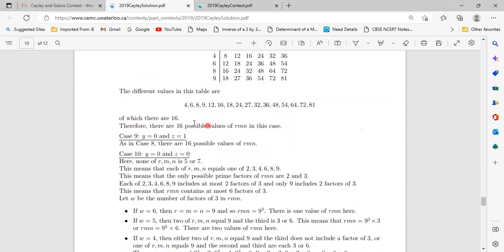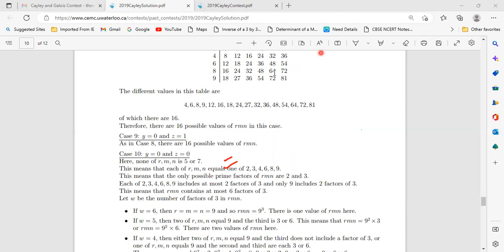And the same thing for vice versa also, you will have the same, isn't it? When y is equal to 0 and z is equal to 1, you're going to have the same kind of answer. Only the position varies. Since multiplication is commutative, you don't have to show that again. So we can directly conclude that this case also will have 16 values as the case 8.